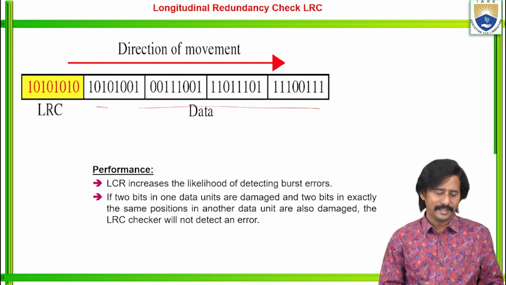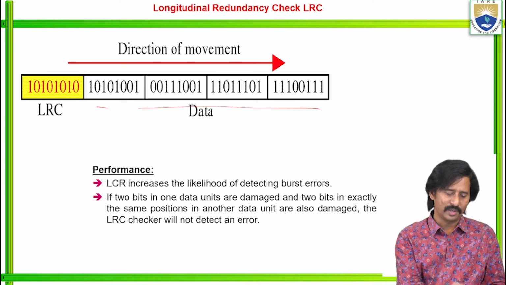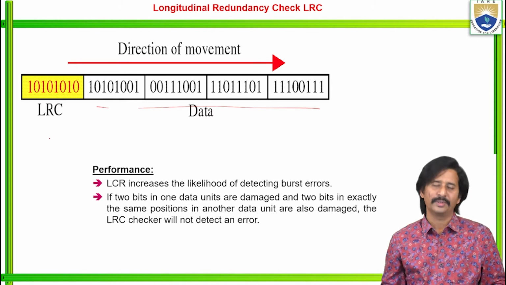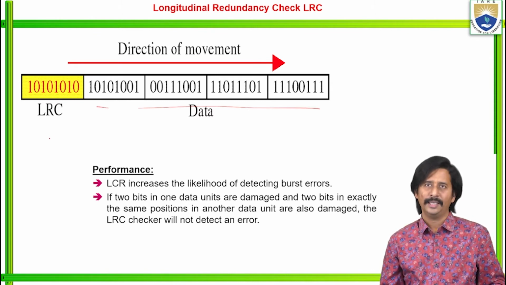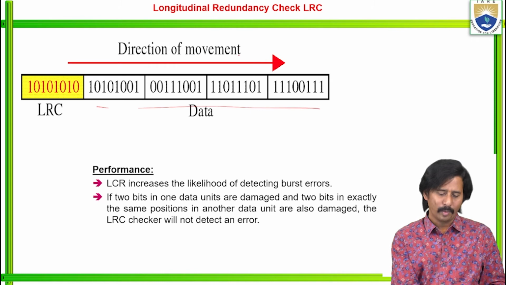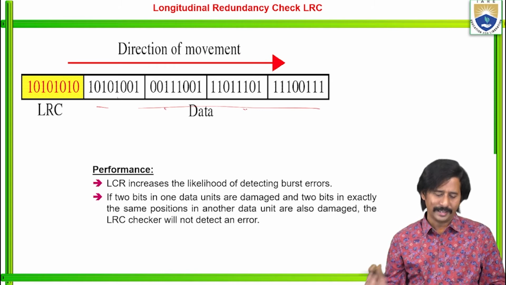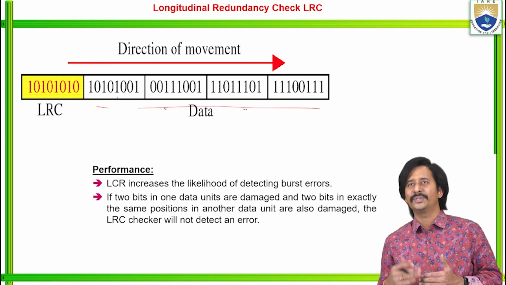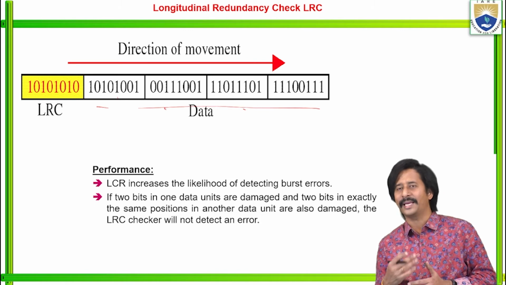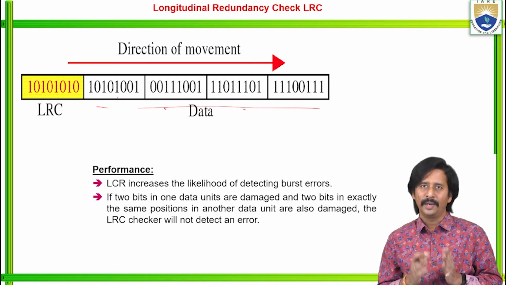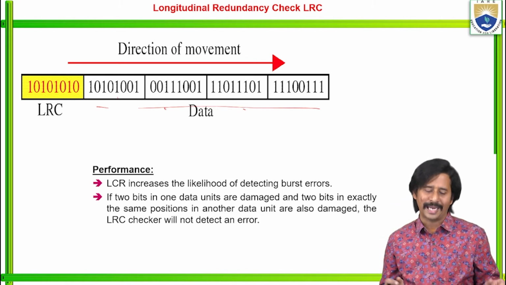Right? See here, this is the example 10101010. This is the longitudinal redundancy check. This is the direction of movement. This is the original content. So this longitudinal redundancy check increases the likelihood of detecting burst errors if the 2 bits in one data unit are damaged.